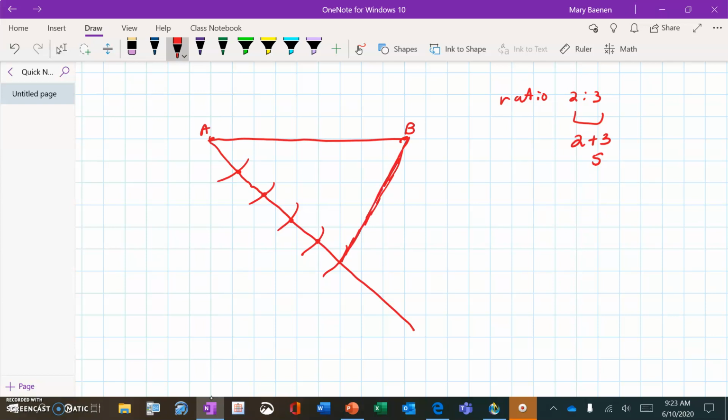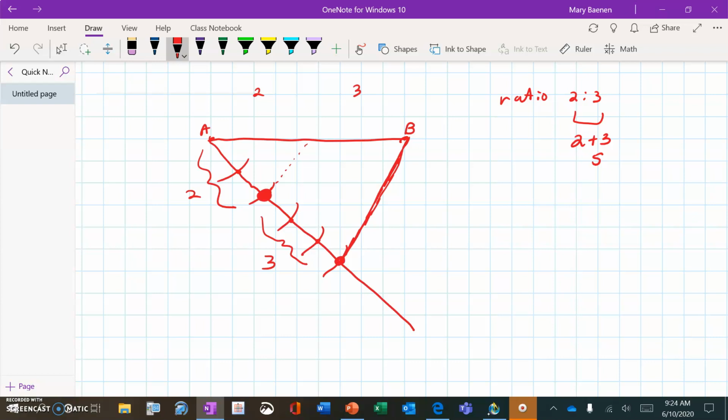Now, I want the ratio to be 2 to 3. So here is 2, and then here would be 3. So this is the point. This is where the parallel line has to be in order for me to break this into the ratio of 2 to 3. So I want a line here parallel to this side. Now, how do I do that?